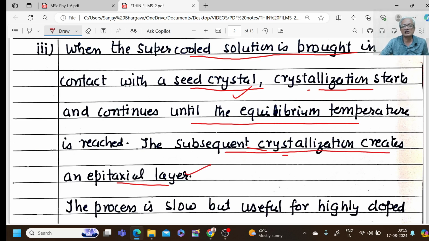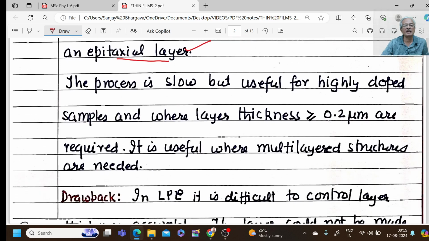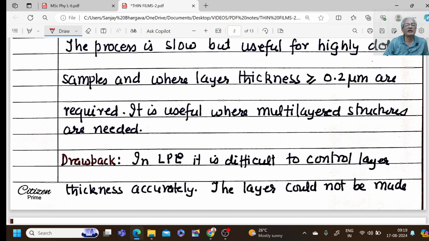This process is slow, no doubt, but is very useful for highly doped samples where layer thickness of greater than 0.2 micrometer is required. So this process is slow but definitely very useful for highly doped samples where the layer thickness is greater than 0.2 micrometer. It is useful where multi-layered structures are required.